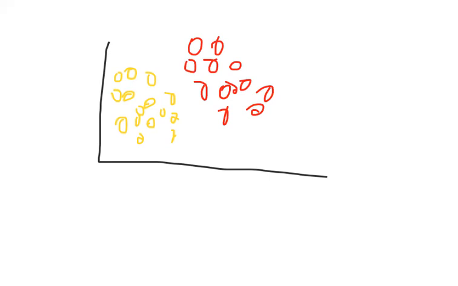Okay, so basically logistic regression tries to look for that good line, right, that tries to classify your data into yellow and red. Classify your data point. So that's why I say binary classification.